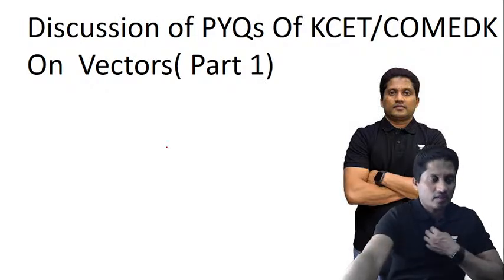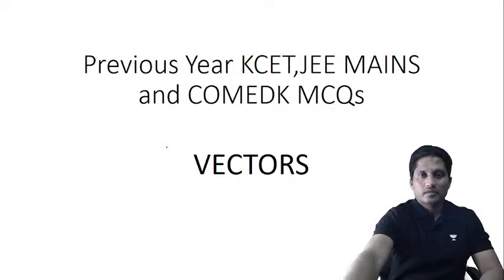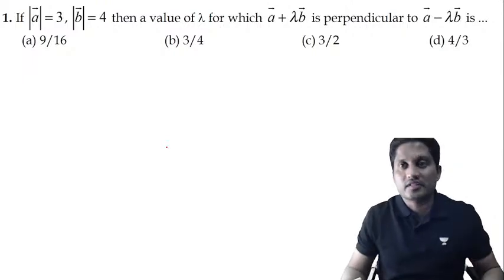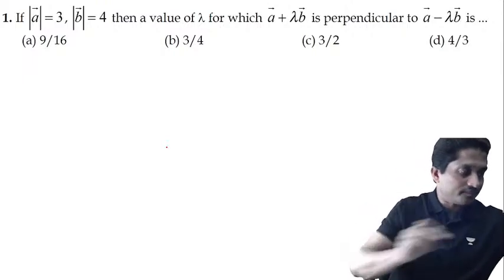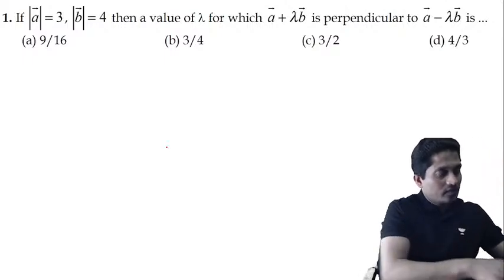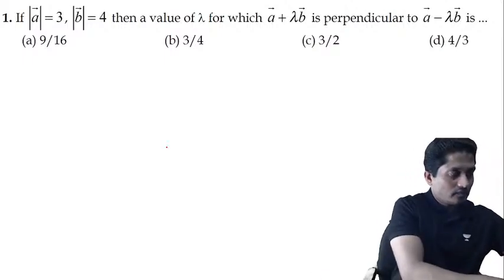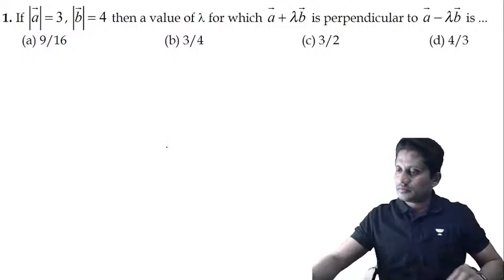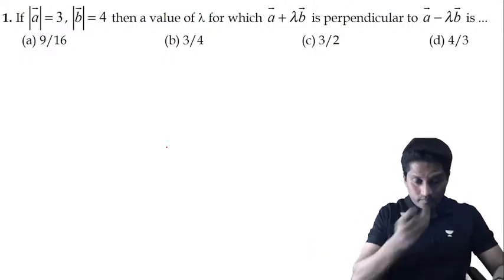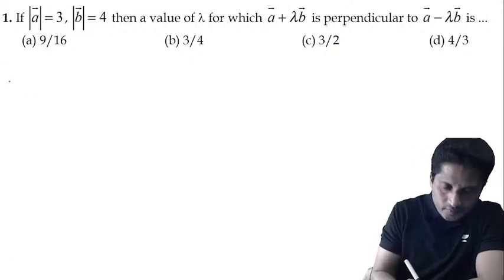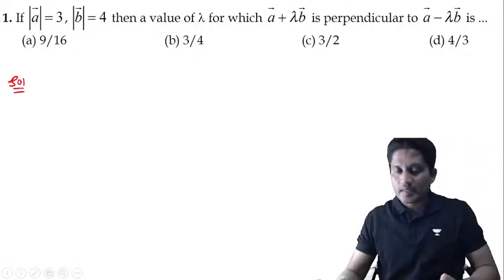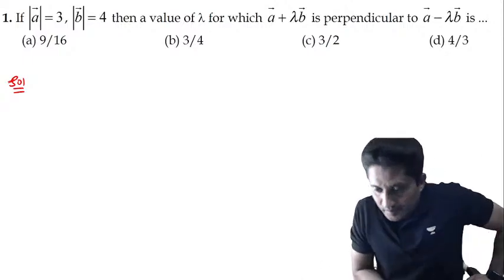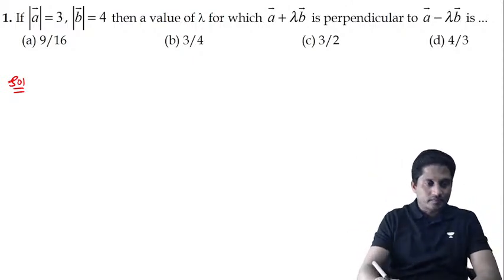Let's start guys. Question number 1. Mod A is equal to 3, mod B is equal to 4. The value of lambda for which A plus lambda b is perpendicular to A minus lambda b. So according to the question, A plus lambda b dot with A minus lambda b should be 0.